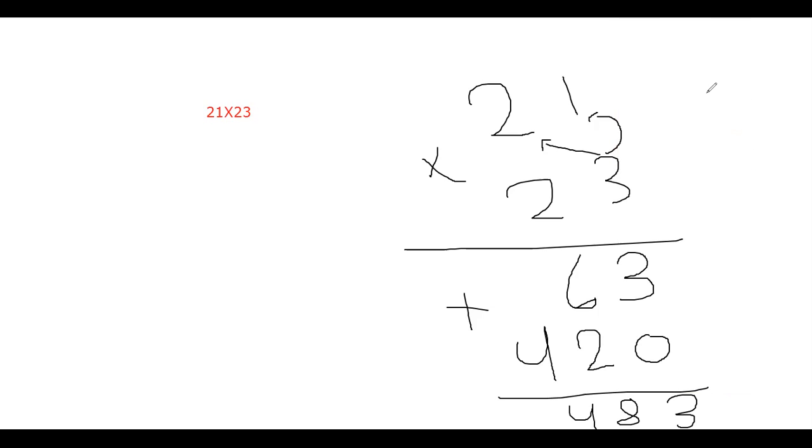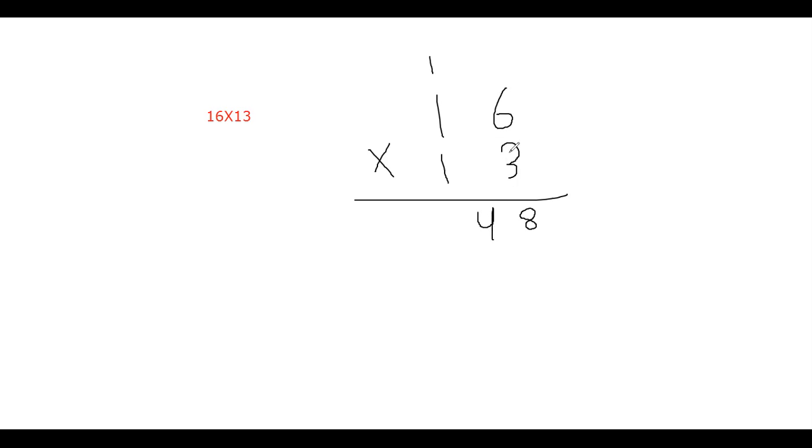Thank you. Okay, now let's take another example. So multiply 16 times 13. So what we will do, the same. Write them above each other. So this is the 16 times 13. Now we multiply. Now 3 times 6, 18. So this is the 8. Sorry, this is the 8, and this is the 1. Now 3 times 1, 3, plus 1, 4.